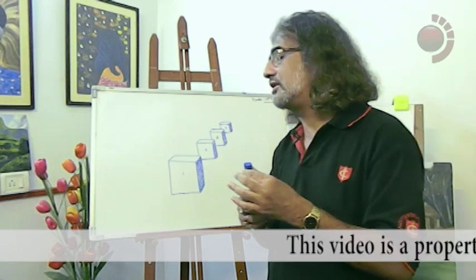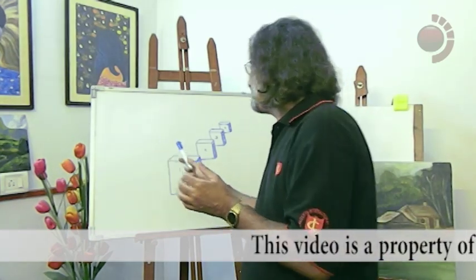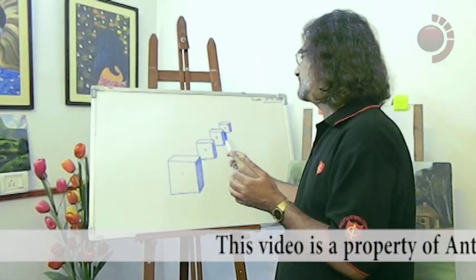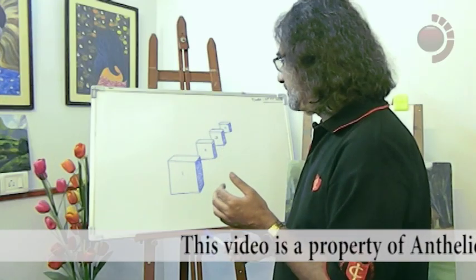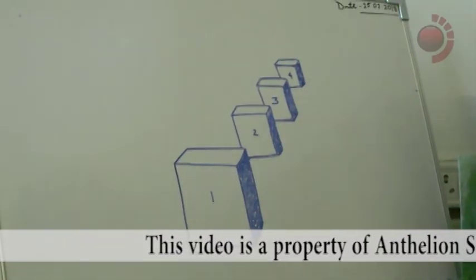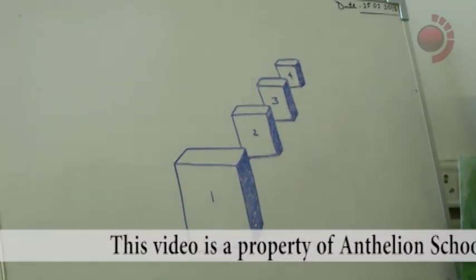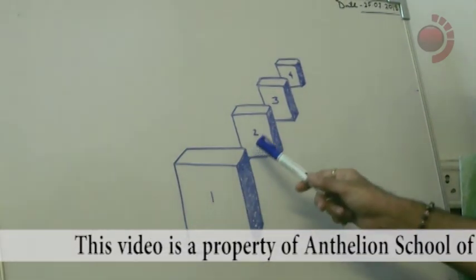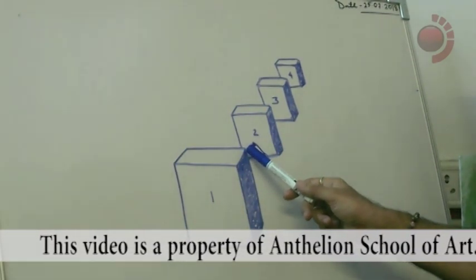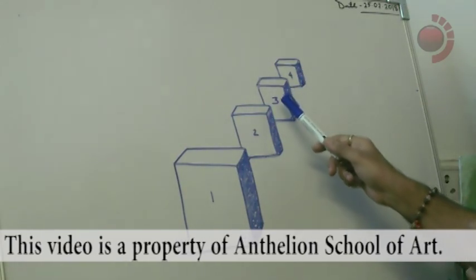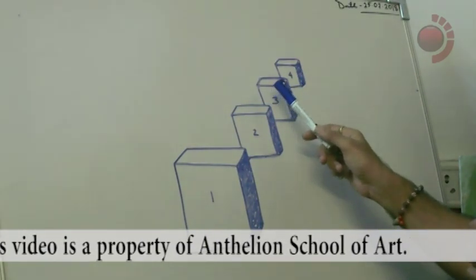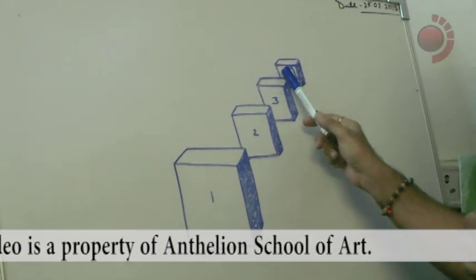Now, on this particular whiteboard, we have four boxes. One, I am standing here, it is in front of me. Second, it is a little bit away from me. Third, it is further away from me. And the fourth one is much more away from me.